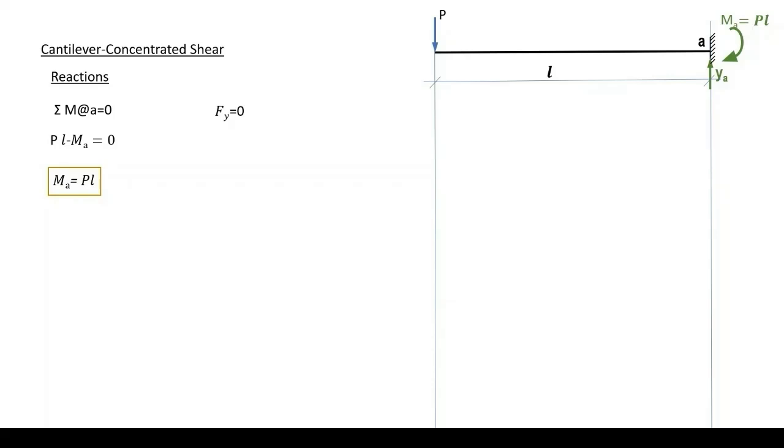Taking sigma forces in the y direction equals 0, we have P minus YA equals 0, and therefore YA equals P.